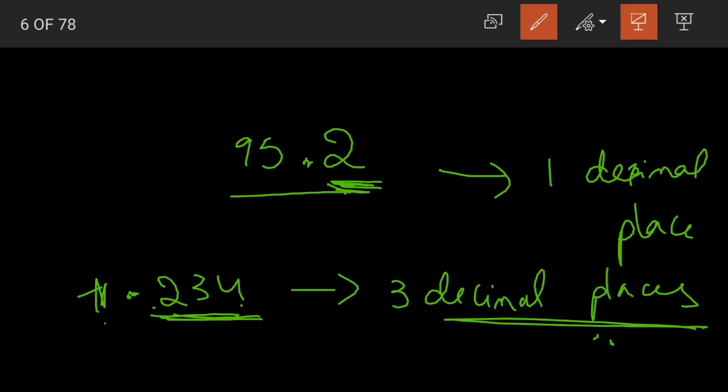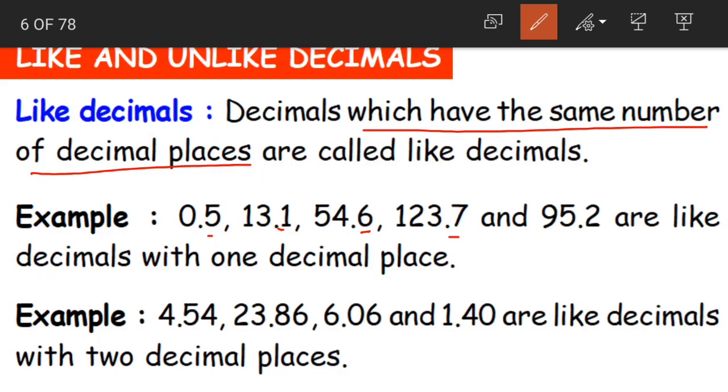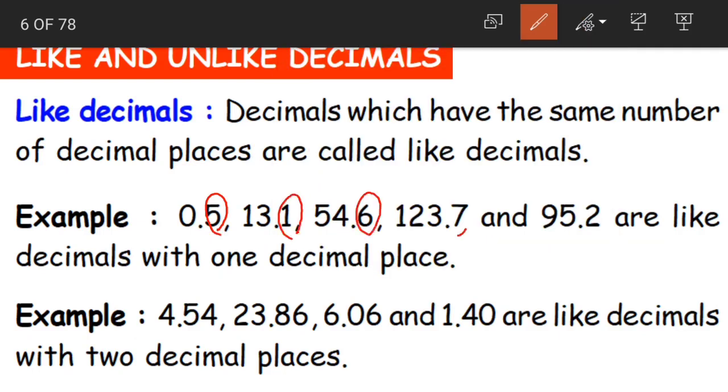Now what are like decimals? Like decimals are those decimals which have the same number of decimal places. For example, 0.5, 13.1, 54.6, 123.7, 95.2 are all like decimals with what? With one decimal place. Yes, if you see, all of these decimal numbers have only one decimal place. So all these are our like decimals with one decimal place.